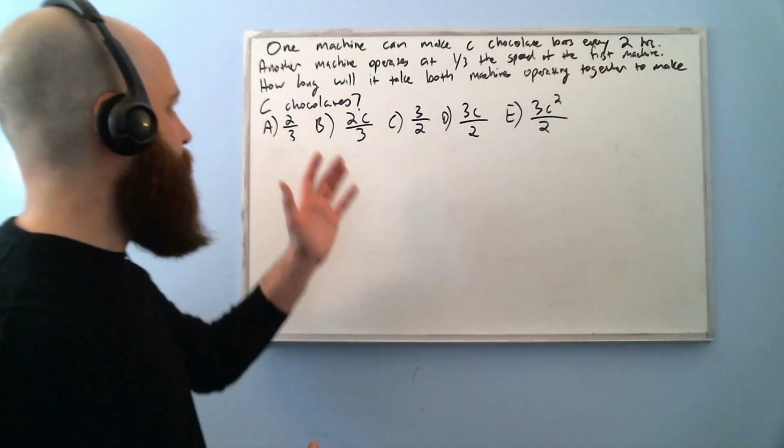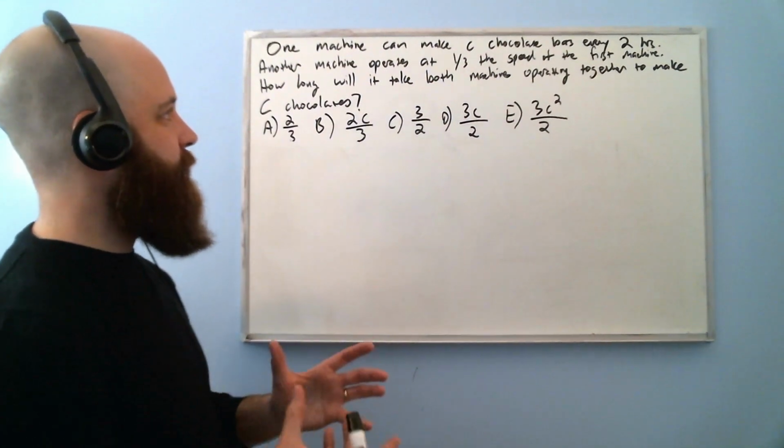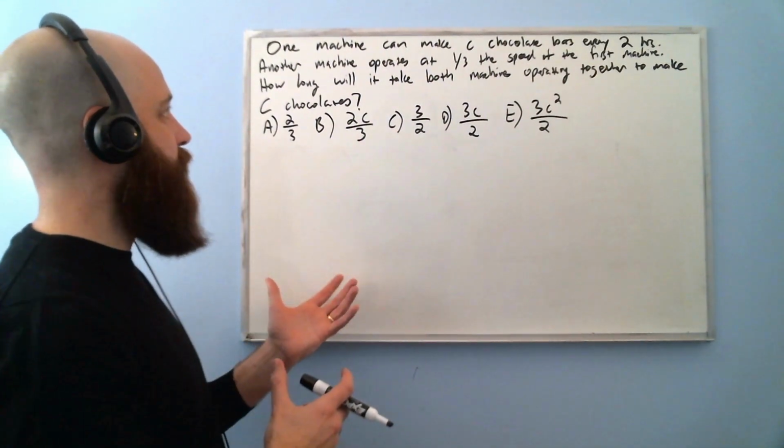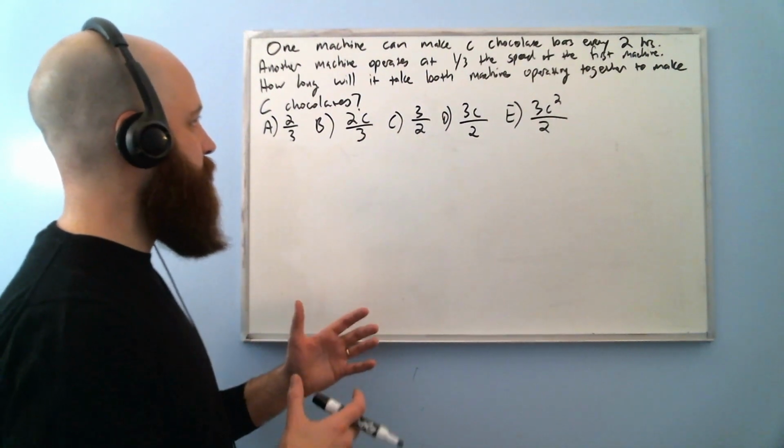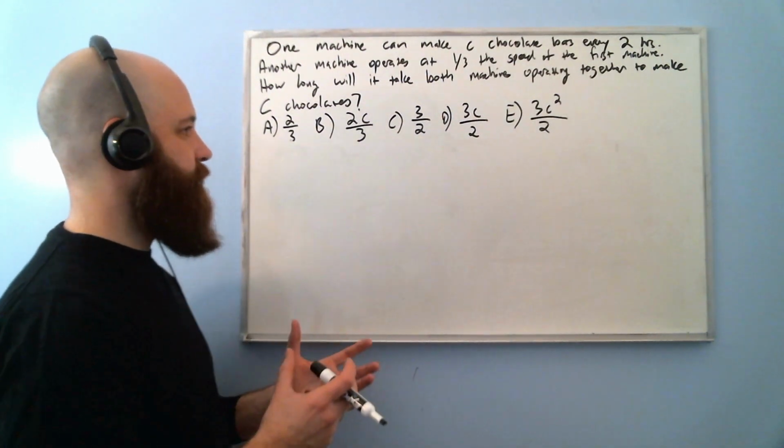Alright, let's take a look at this one. One machine can make C chocolate bars every 2 hours. Another machine operates at 1/3 the speed of the first machine. How long will it take both machines operating together to make C chocolates?